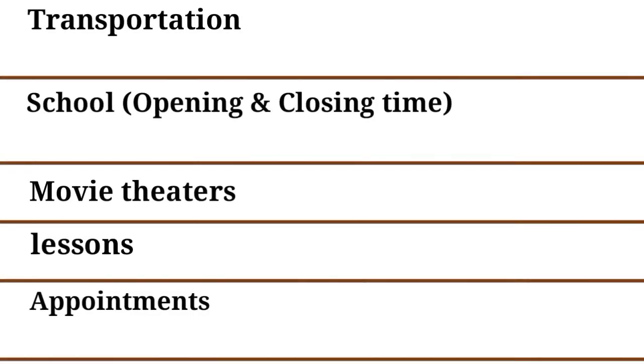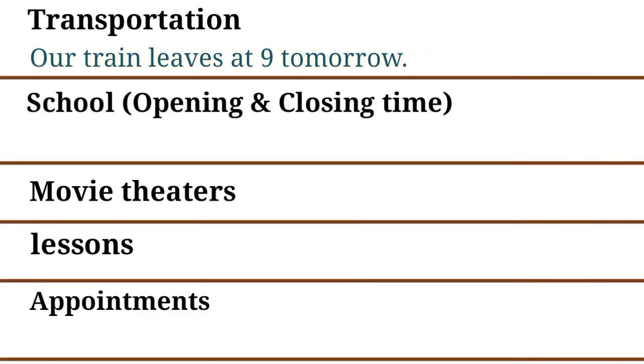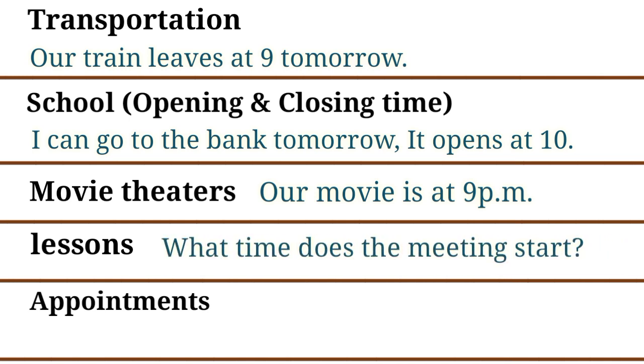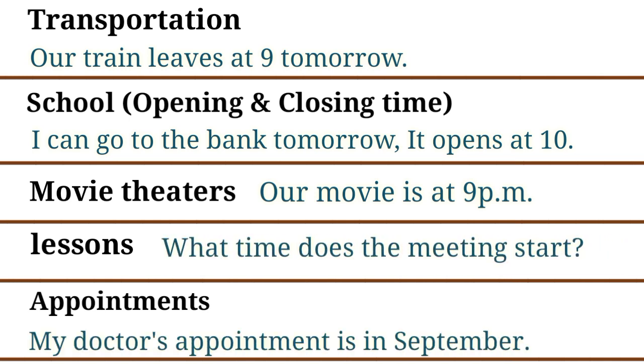For example, our train leaves at 9 tomorrow. I can go to the bank in the morning. It opens at 10. Our movie is at 9 p.m. What time does the meeting start? My doctor's appointment is in September. You cannot change these times. Yes, you can change your doctor's appointment, but you cannot change a doctor's schedule.